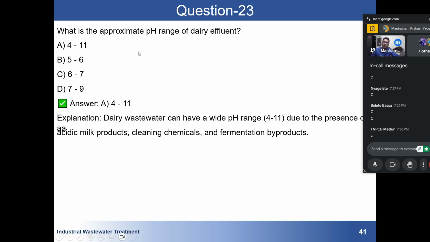Another question: what is the approximate pH range of dairy effluent? And the answer is 4 to 11. Dairy wastewater can have a wide pH range of 4 to 11 due to presence of acidic milk products, cleaning chemicals, and fermentation byproducts. So if a huge amount of acidic milk product is there, then pH will be in the lower range. In absence of this, the pH will be in the higher range. It depends upon several factors.